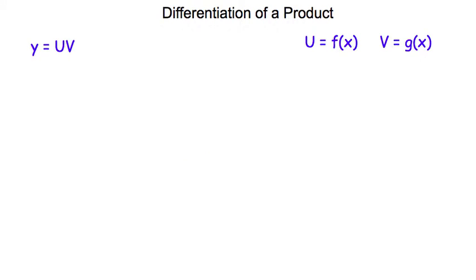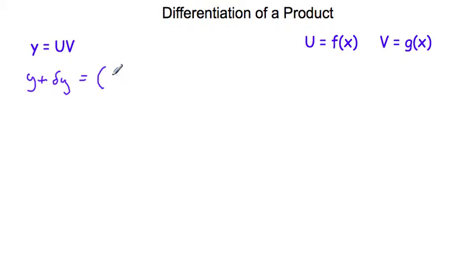We begin by expressing y as a product of two functions u and v, where u is a function of x and v is also a function of x. And we let x change by a small amount, which we call delta x. If x changes by a small amount delta x, it'll cause small changes in u and v, which we'll call delta u and delta v. And then in turn, those small changes in u and v will cause a small change in y, which we'll call delta y.